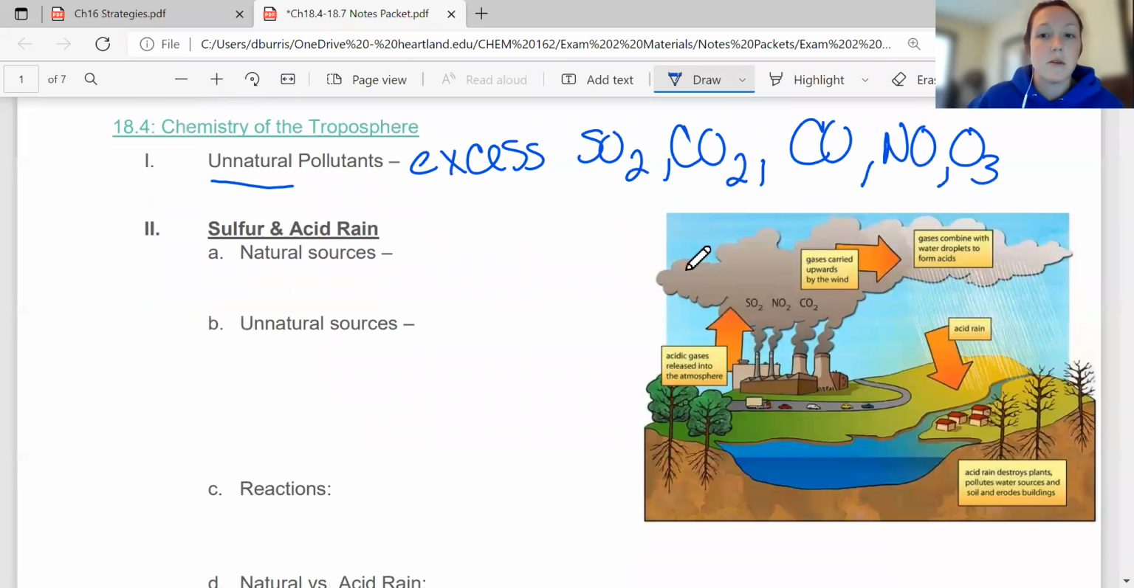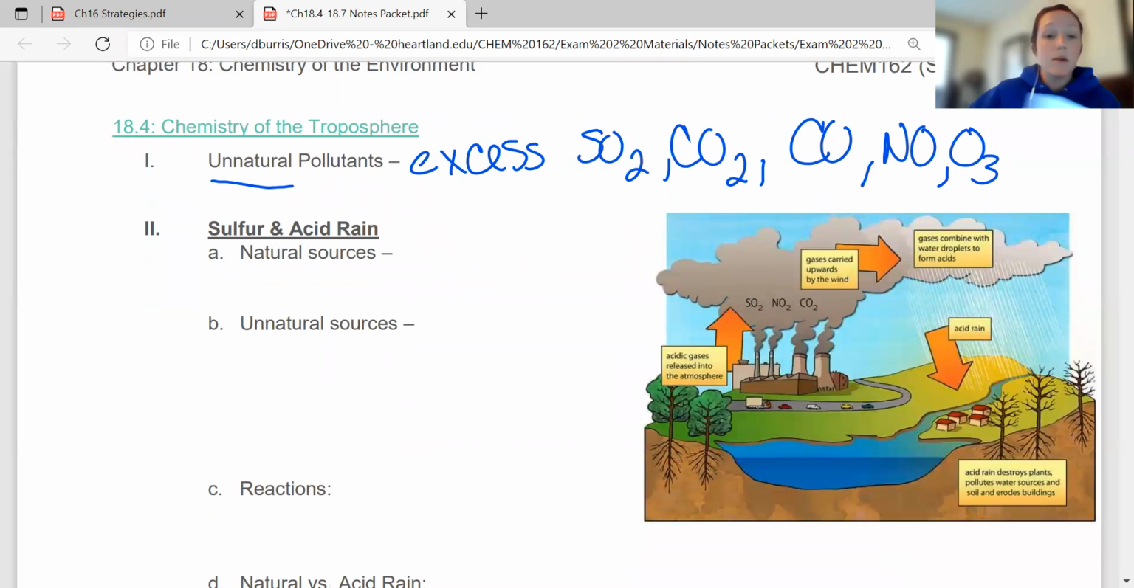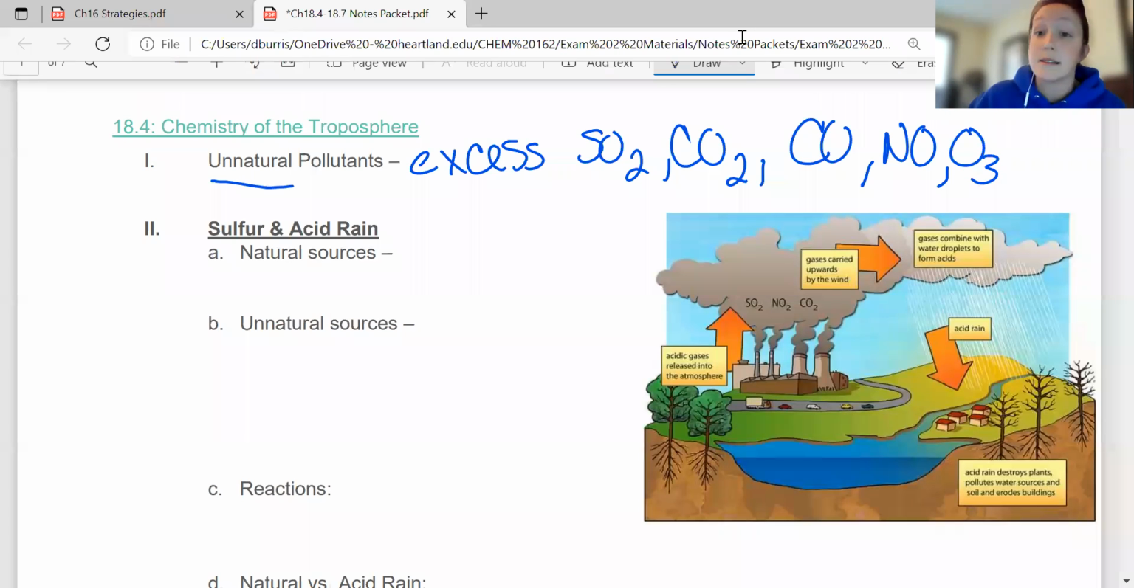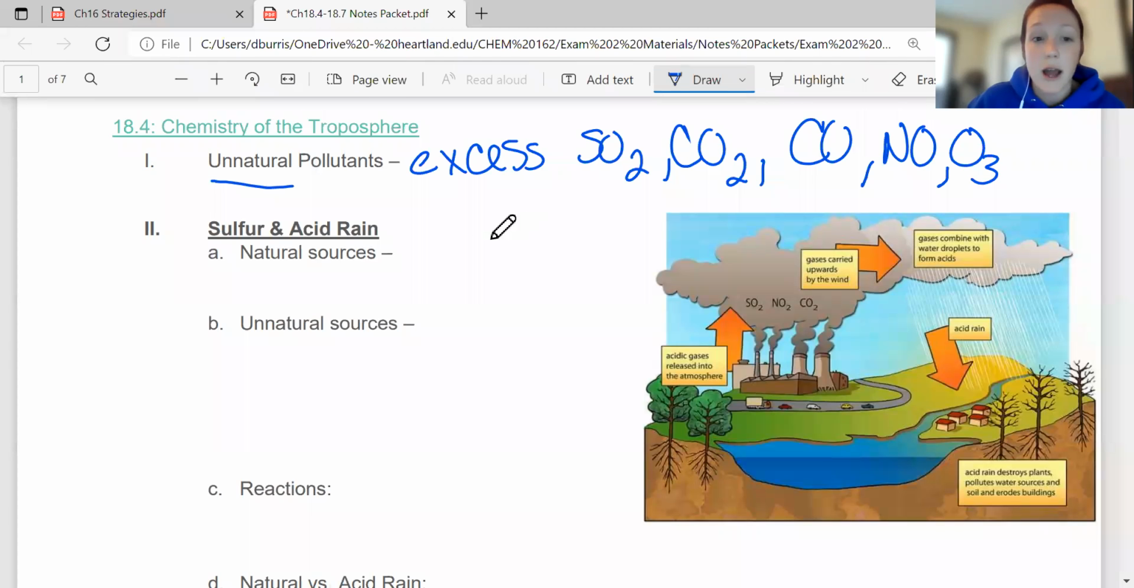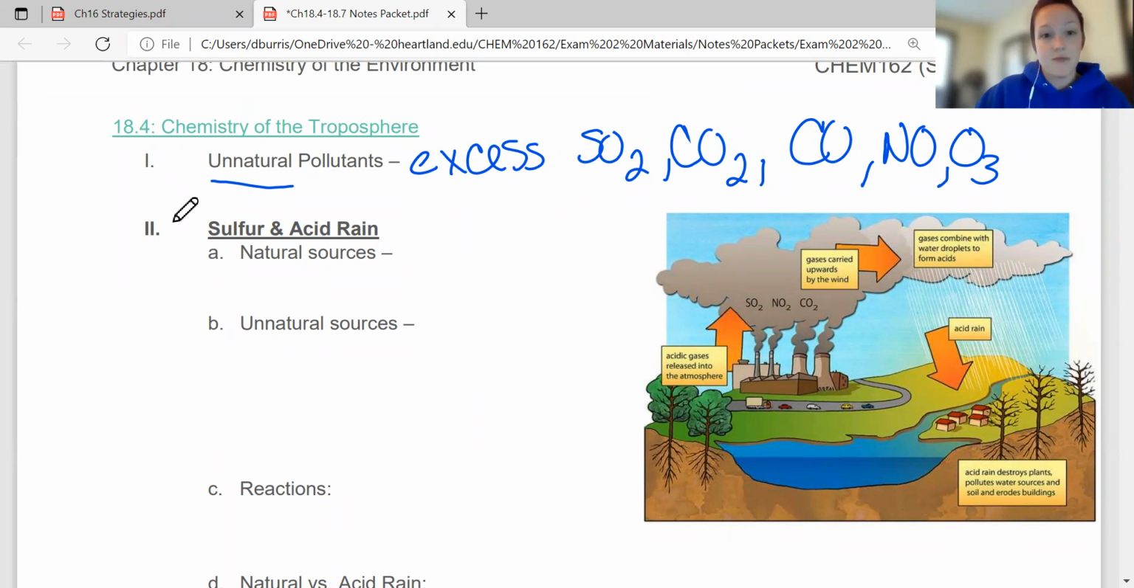Sorry, I just wanted to zoom in a little bit. I'm going to talk about what these compounds do to our environment today. The first thing is sulfur and acid rain. I know you've all heard about acid rain. Obviously, acid rain is rain that is acidic, which can cause all kinds of problems. Acid rain occurs naturally, and we just compound it with all the stuff that we do.